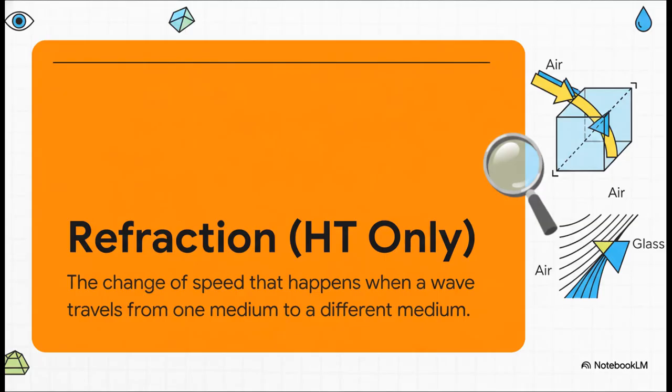Okay, higher tier students, this one's specifically for you. Refraction. It's what happens when an EM wave, like light, goes from one substance into another, like from air into glass. When it does that, it actually changes speed. And because it changes speed, it also changes direction. It bends. It's all about the wave's velocity being different in different materials.